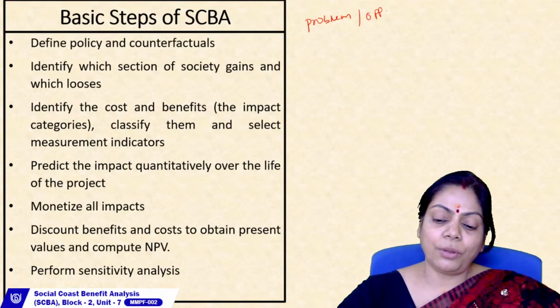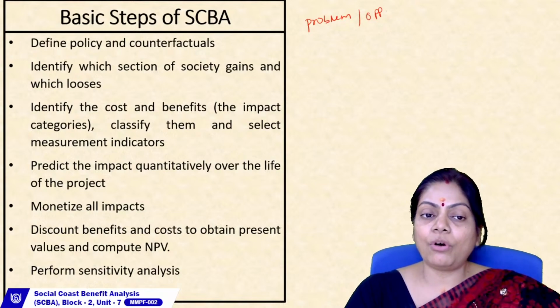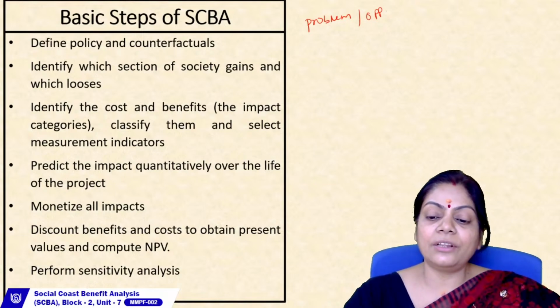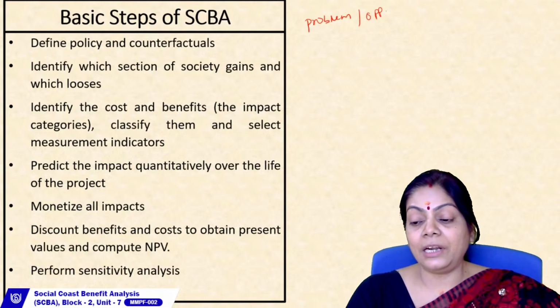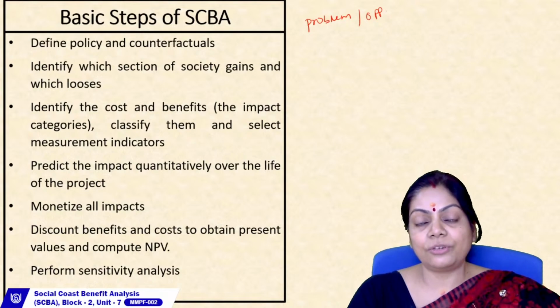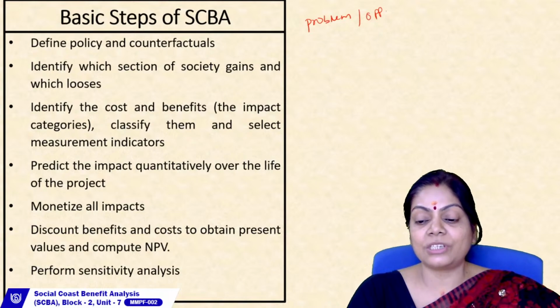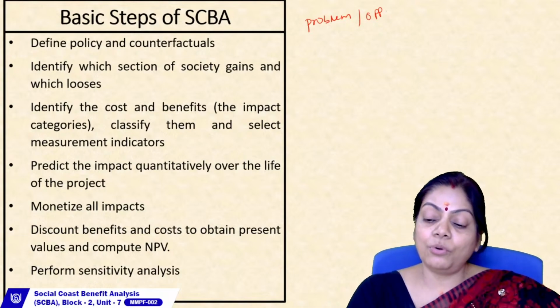Then we will identify the costs and the benefits of these impact categories, and then we classify them and select the measurement indicators. And the costs and benefits have to be identified because, see, in India the governments are running programs on universal immunization. For example, you might be knowing the case of the polio eradication vaccination, TB eradication. And very recently we saw this massive vaccination drive for COVID-19.